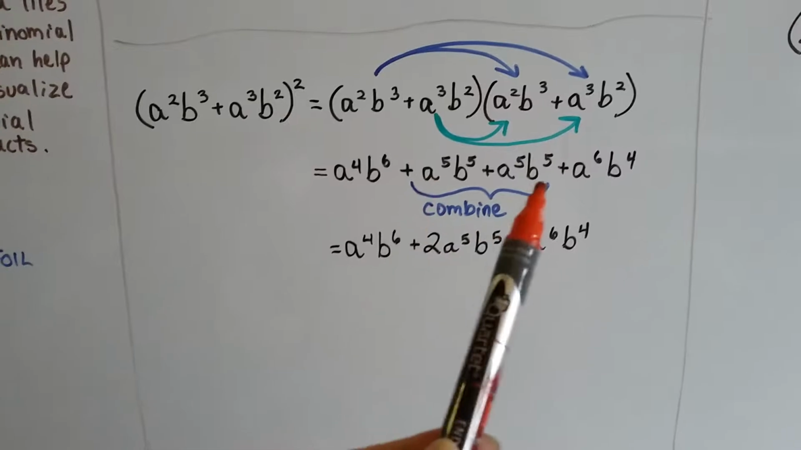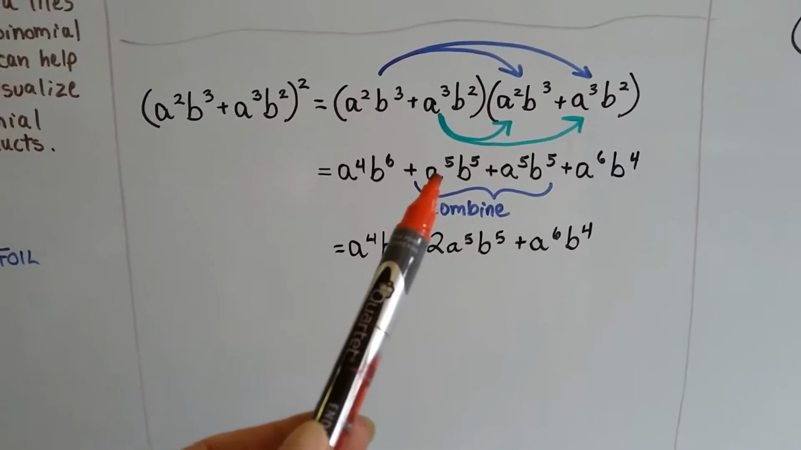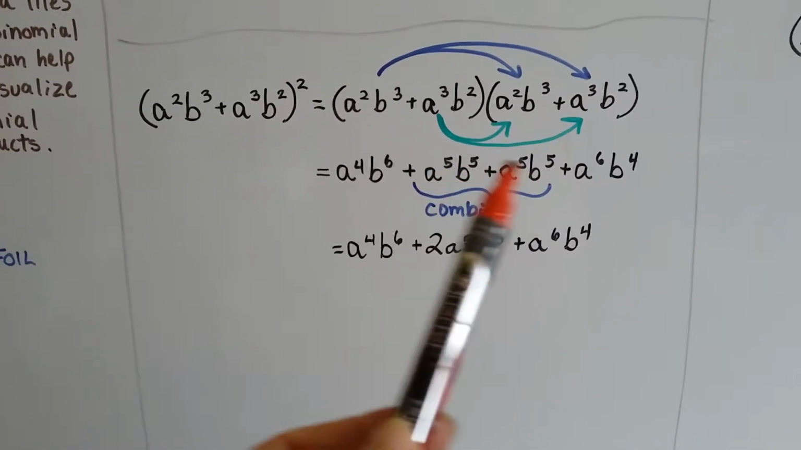We can combine these like terms. Now, it doesn't become a to the 10th when we do the a to the 5th and the a to the 5th.